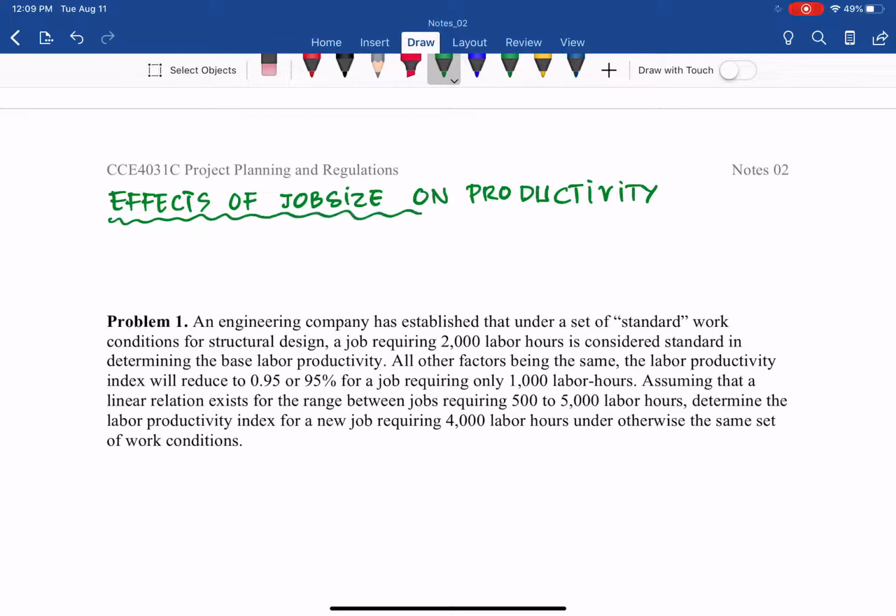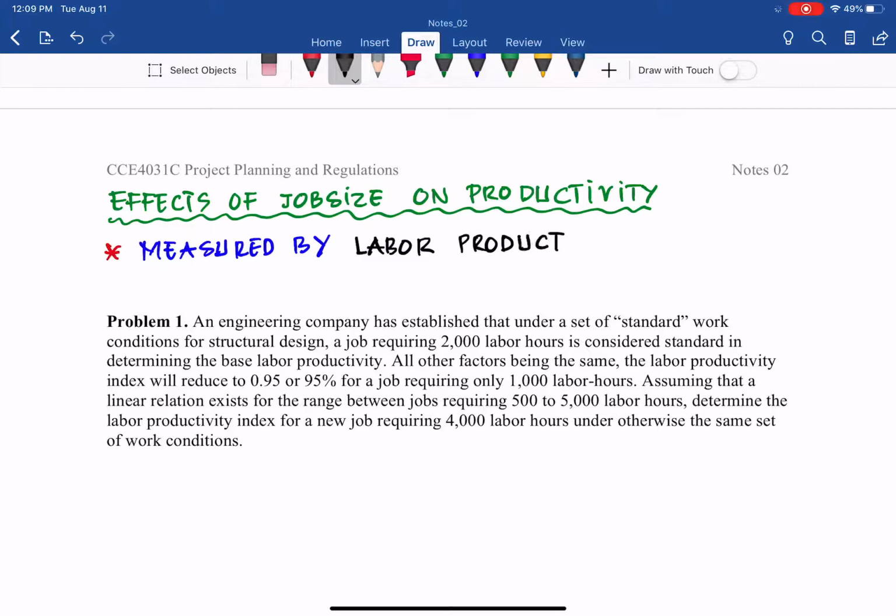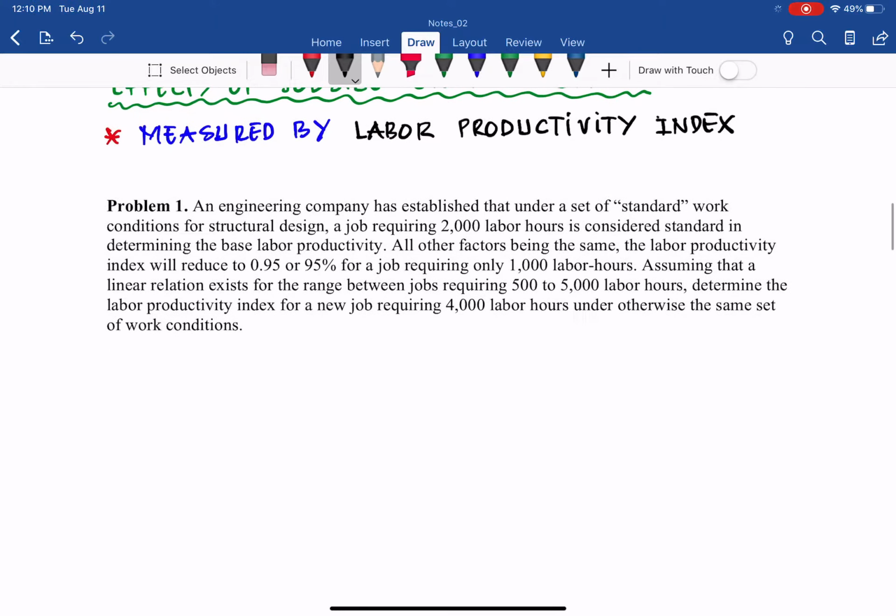Basically, with economy of scale, the bigger project, at the same level of complexity, tends to be more productive. And how do we measure the effect of job size on productivity? It is measured by the labor productivity index. To demonstrate, I do problem one here.